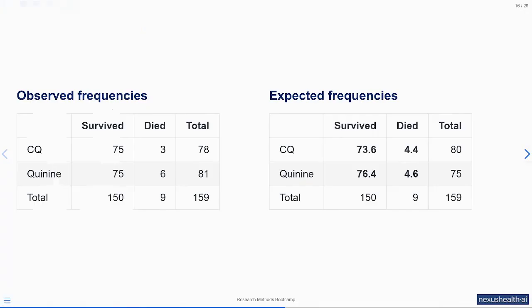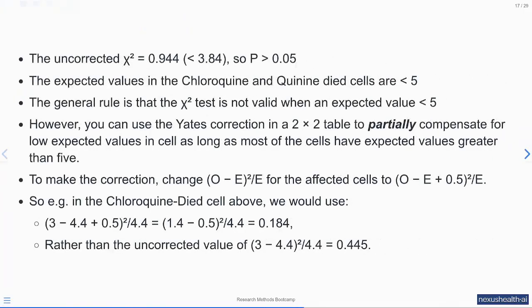The second table gives us the expected frequencies. The uncorrected chi-square test gives us 0.944. This is less than the critical value of 3.84 at 1 degree of freedom and p 0.05. So what this tells us is that the p-value is greater than 0.05. But we have a problem here. And what is that problem?